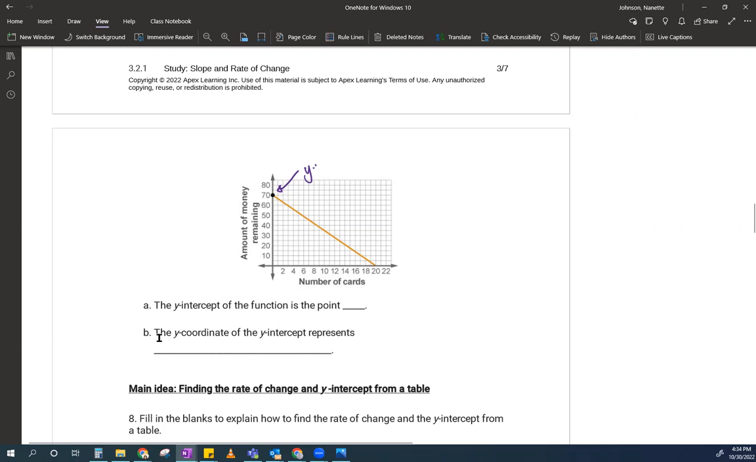Okay, so then this says the y-coordinate of the y-intercept represents what? What does that 70 represent? Well, that's how much money he started with before he started measuring. So that's the money Kevin started with. Oops, I don't know how to spell started with. Okay.